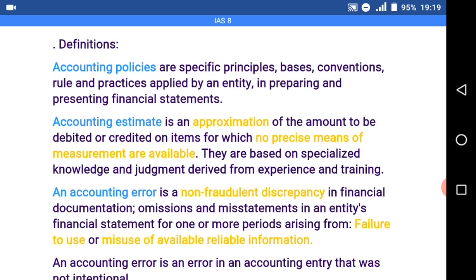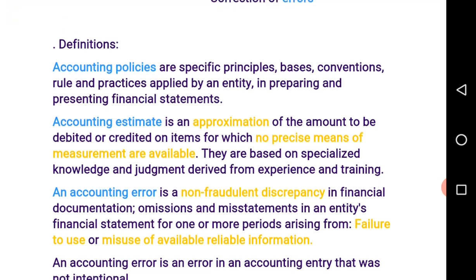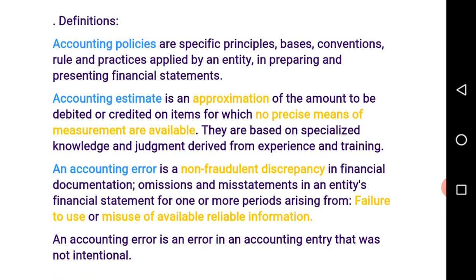So we have accounting errors here, and it says an error is a non-fraudulent discrepancy in financial documentation, omissions, and misstatements in an entity's financial statements for one or more periods, arising from failure to use, or misuse of, available reliable information. So now we have non-fraudulent discrepancy to note here, and it's arising from a failure to use or misuse of available reliable information.